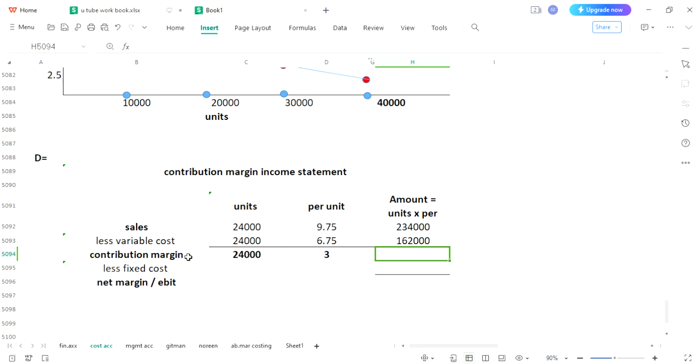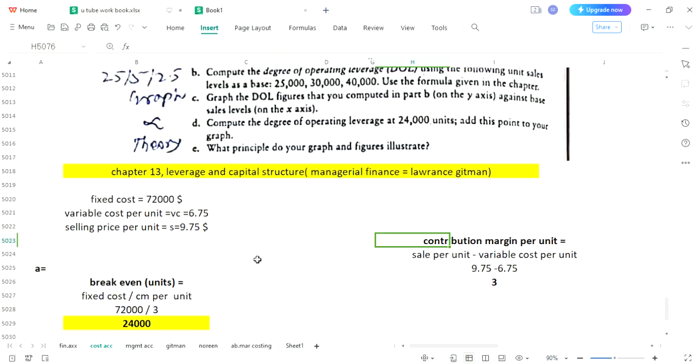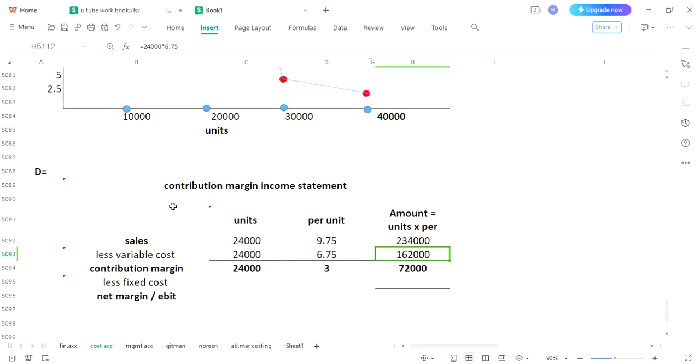Now we can calculate the contribution margin. The first method is to multiply units and per unit. Units of contribution margin 24,000, per unit contribution margin 3. So we have got our contribution margin of 72,000. Going up, we see fixed cost is 72,000. Put 72,000 over here as your fixed cost. Obviously, when fixed cost is subtracted from contribution margin, you will get 0. Both amounts are the same.